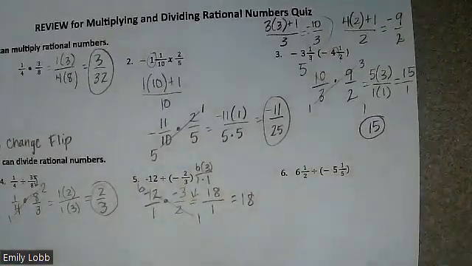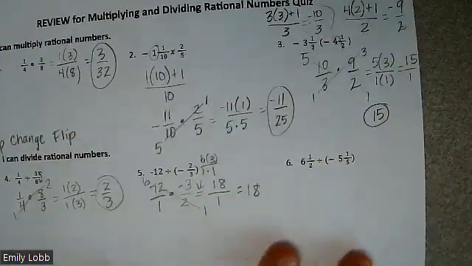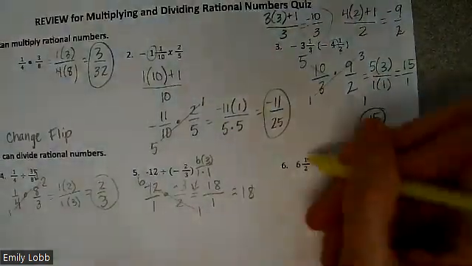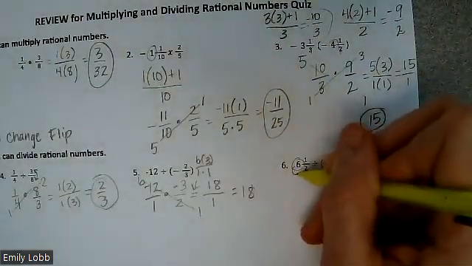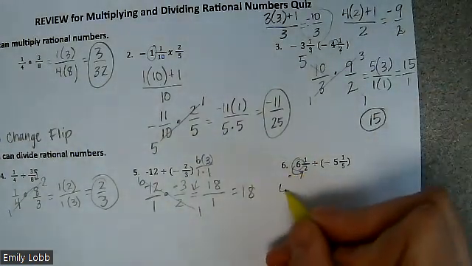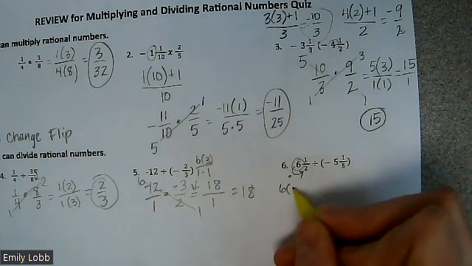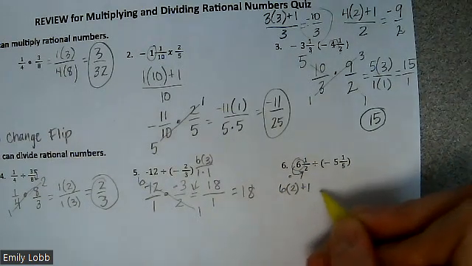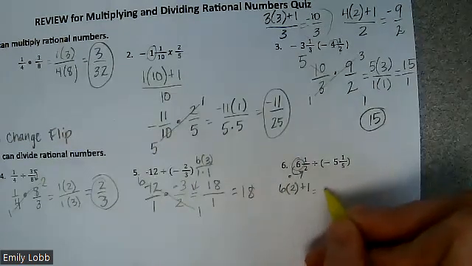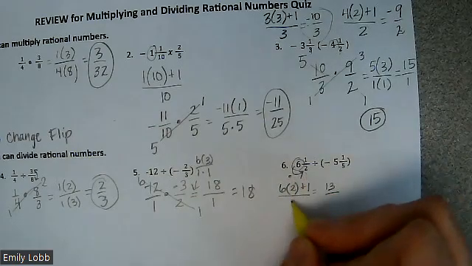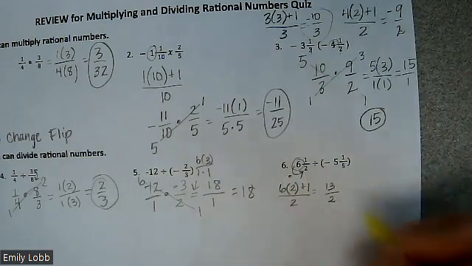All right, now here's where a lot of you are getting stuck, right? Changing to improper. This whole number times the denominator. So 6 times what? 2. Plus 1 is 13. Good. So here I have 13 over, what is my denominator? We're sticking with the 2.